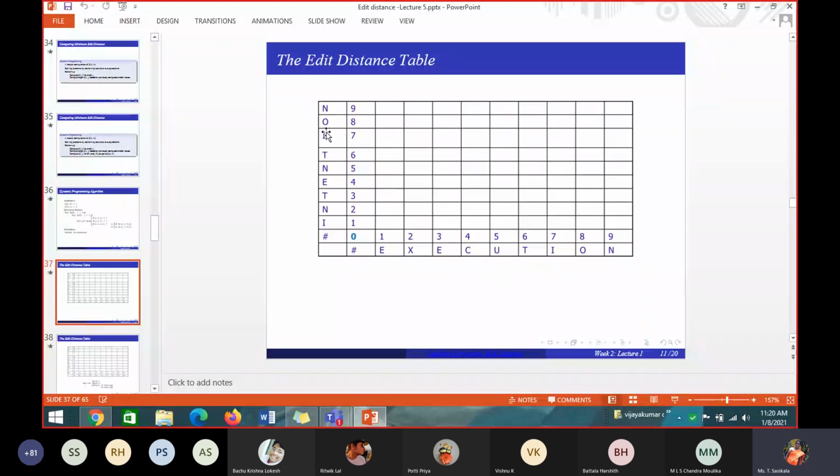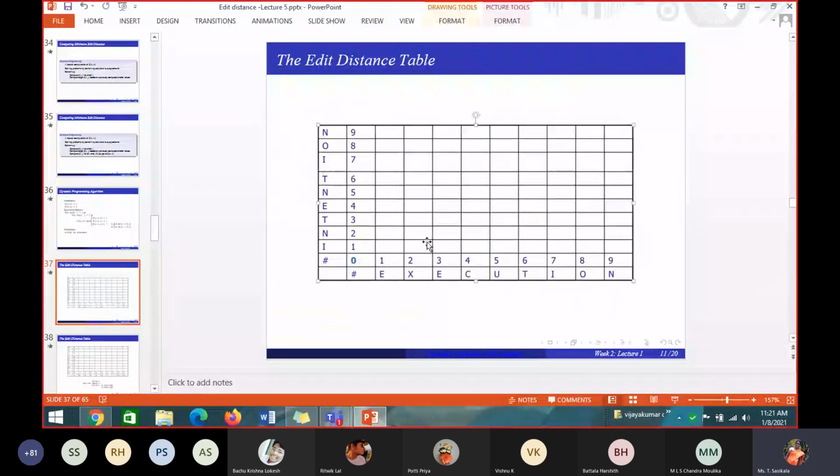My output string first character is what? E. Second character is X. Third character is E. Fourth character is C. Fifth character is U. Sixth is T. Seventh is I. Eighth is O. Ninth is N. So give 1, 2, 3, 4 till 9. Here also give 1, 2, 3, 4 till 9. And this hash of hash, you make it as 0.